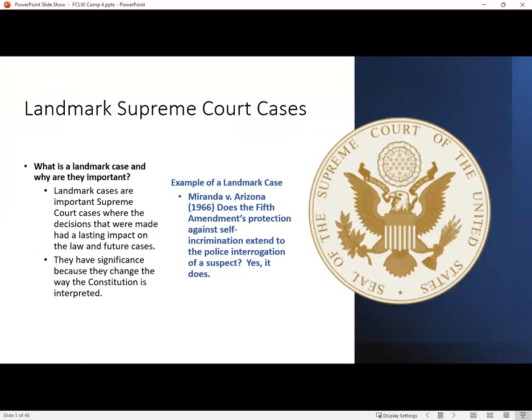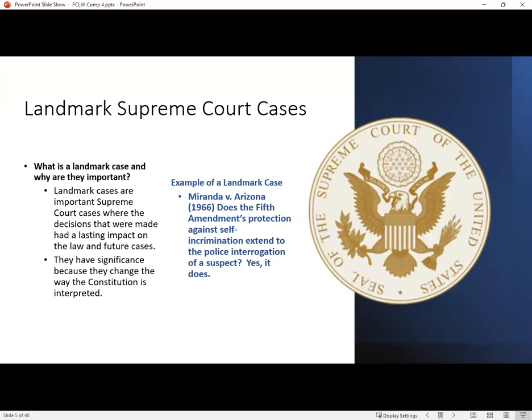And then we look at the landmark Supreme Court cases, and we're actually looking at these in regards to time period instead of looking at just executive by itself and legislative by itself and court case by itself. So the landmark court cases are important cases where decisions that are made had a lasting impact on law and future cases. They have significance because they change the way the Constitution is interpreted.